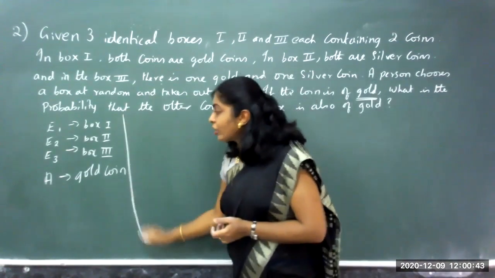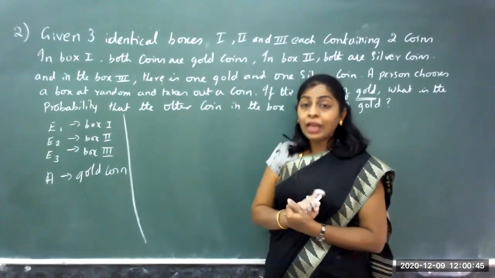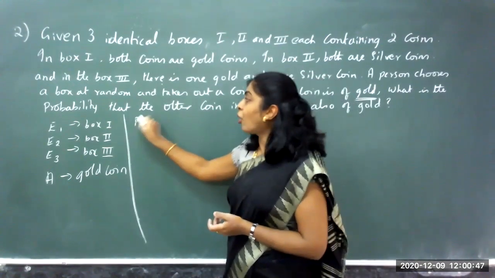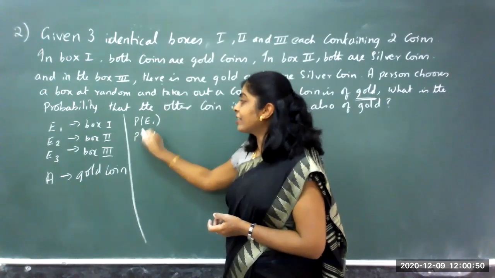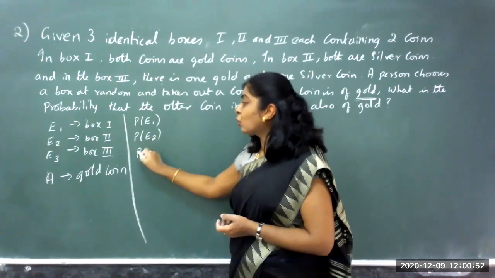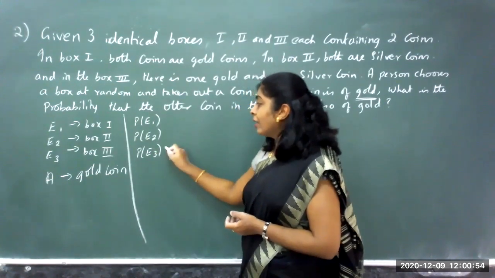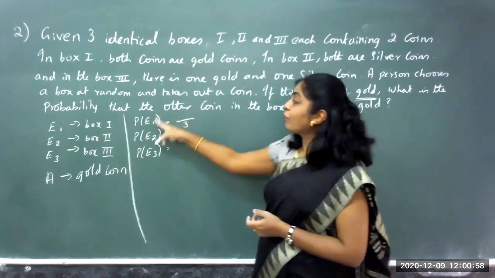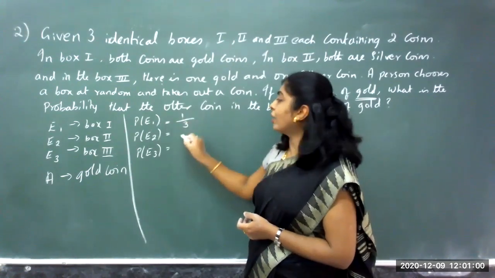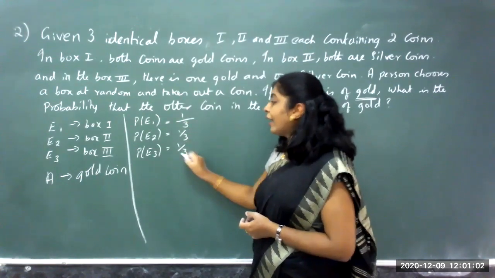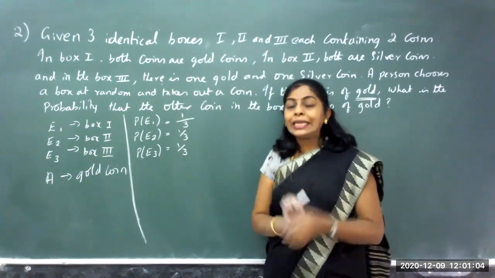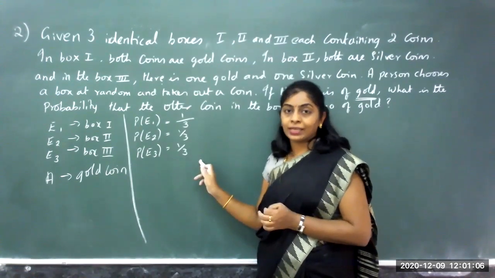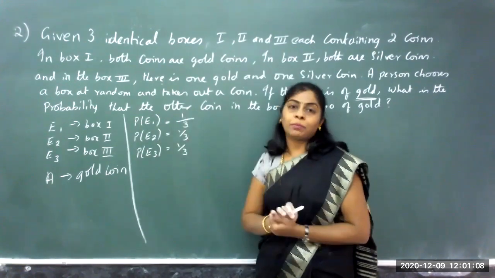Now, what is in the data? Let me write down. I have three events. In the sample space, there are totally three events, so the total outcome is 3. The probability of each event is 1/3, 1/3, and 1/3. The chance of each event is 1/3.